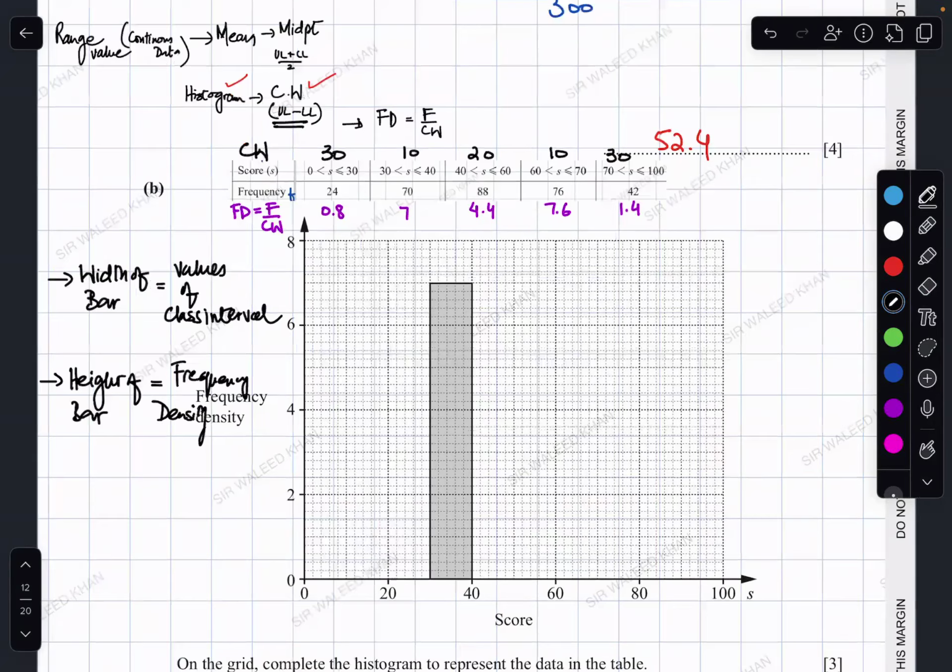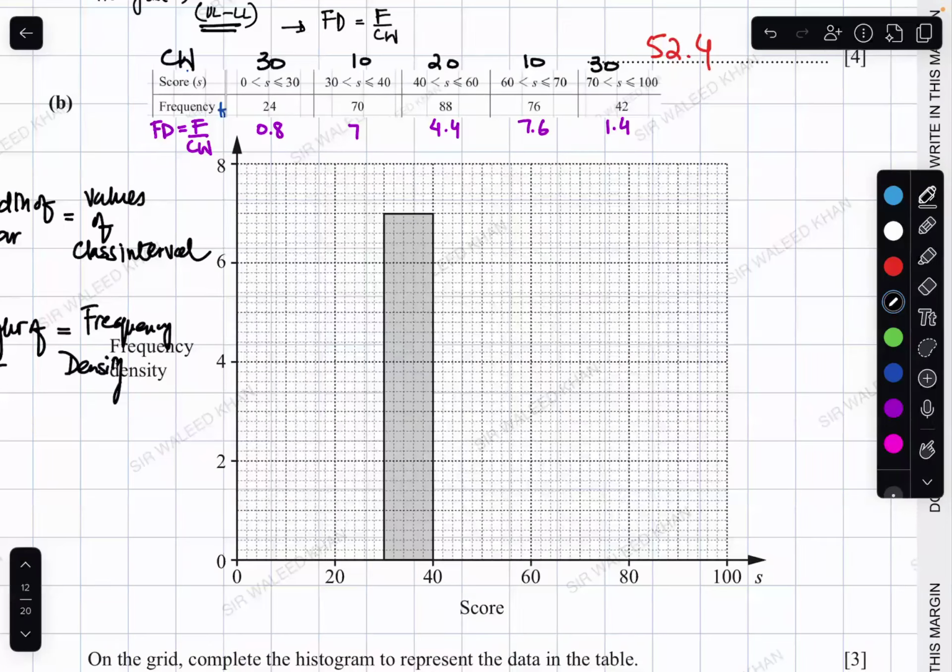So the width of the bar from 0 to 30 is from 0 to 30. This should be the width of the first bar. And what should be the height of that bar? It should be 0.8. Okay, so the first bar has a height of 0.8. So 0.8 is over here. You can shade it like this.